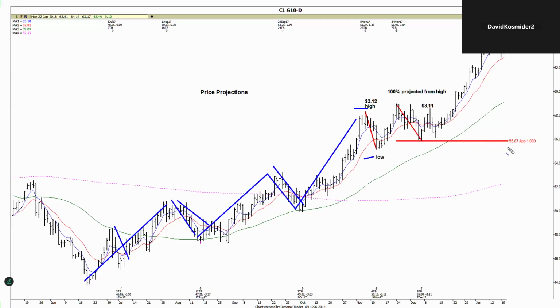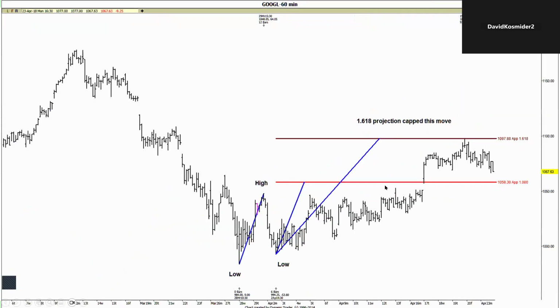And that gave us 55.87 for possible support. And the actual low was 55.88. So basically, within a penny, it held from a simple symmetrical projection, and we saw a very healthy rally from there after that. So that's an example of using a projection.